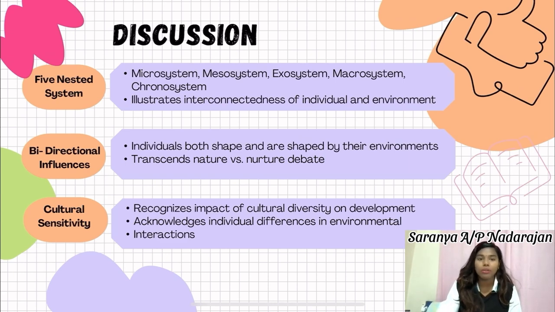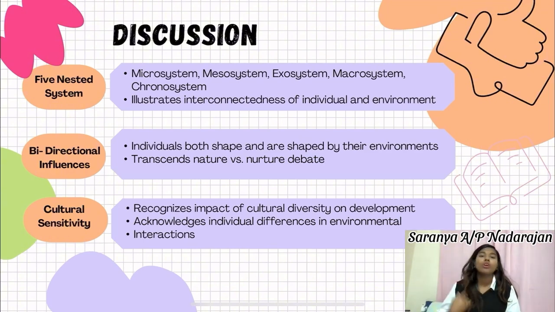So firstly, I'm going to talk about the real-world example. For example, consider a global economic recession, macrosystem. This can lead to a job loss, exosystem, which might increase parental stress and alter family dynamics, microsystem. Such changes can significantly impact a child's emotional well-being and academic performance.